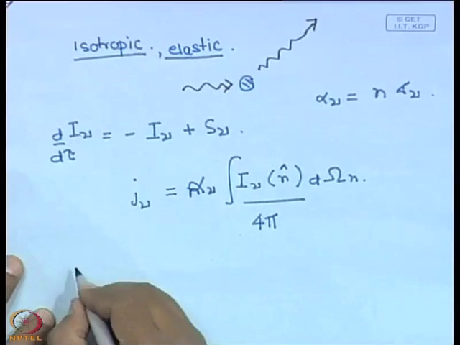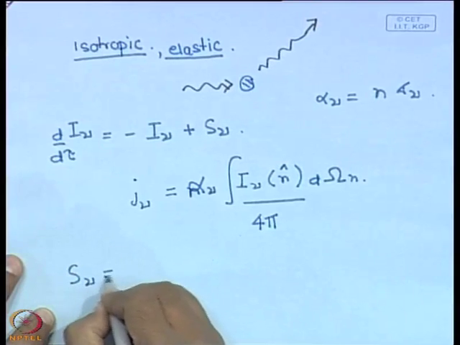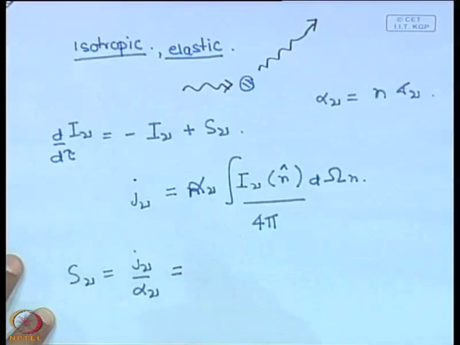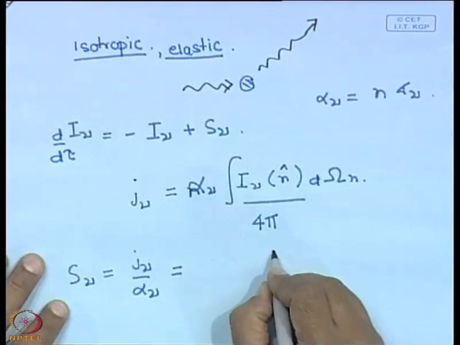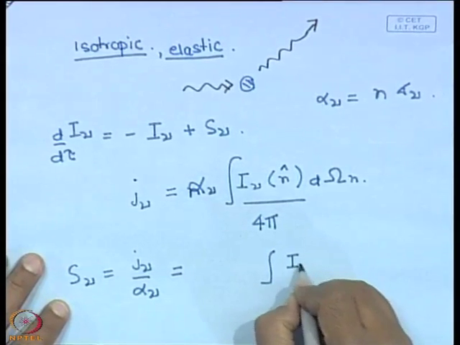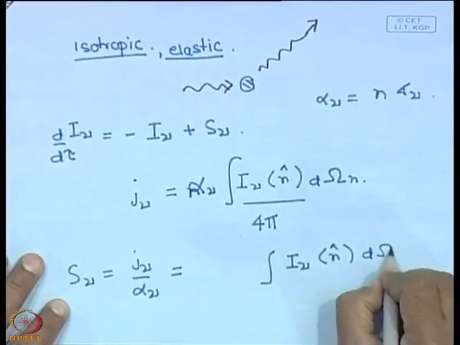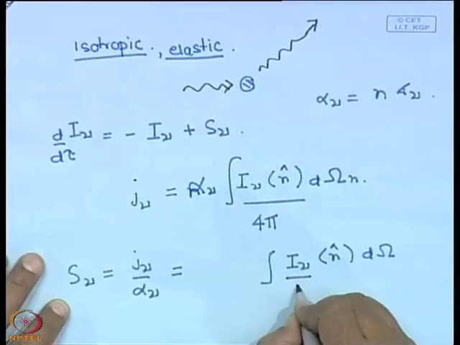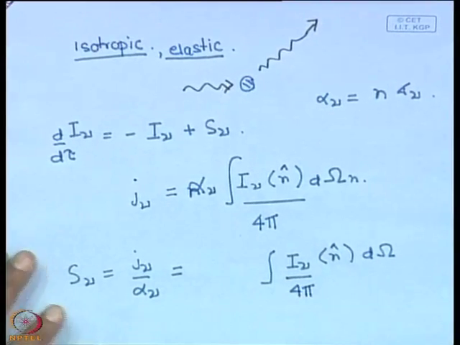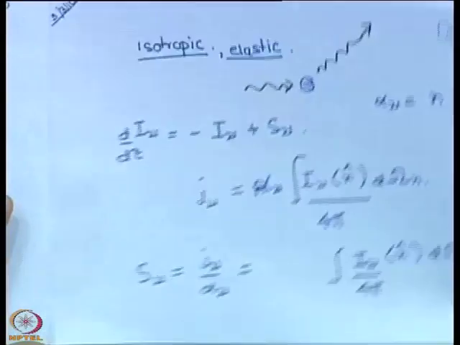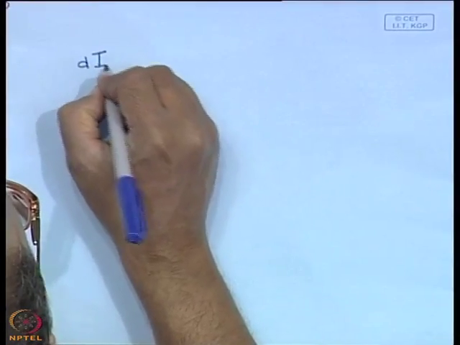So, from here it is clear that the source function, which is j nu by alpha nu, is equal to the integral of I nu d omega by 4 pi. So, in the presence of scattering, the radiative transfer equation essentially looks like this.